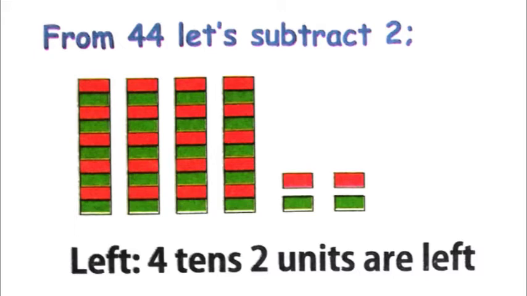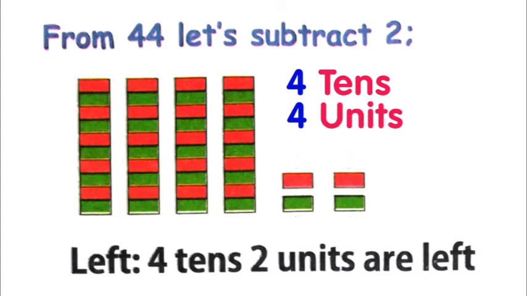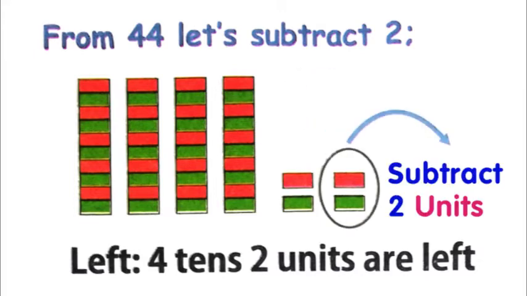So now you remember children, we did tens and units. When you see these bars, there are 4 tens. Can you see the 4 ten bars? Yes. And then the units is 4. Can you see? They have given us the 4 units on its own. So what are they telling us? From 44, let's subtract 2.